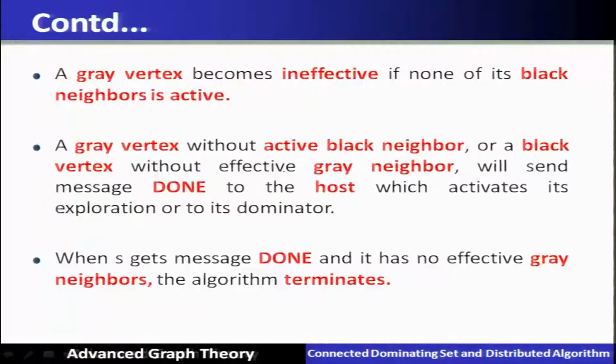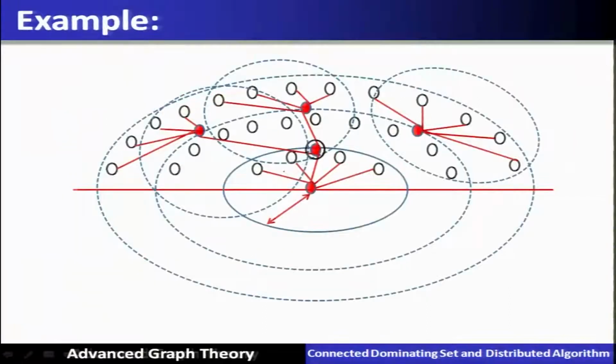Similarly for the black nodes. So when S gets a message done, that is, it has no effective gray neighbors, and the algorithm will terminate. Let us see this entire algorithm working through in this particular example.